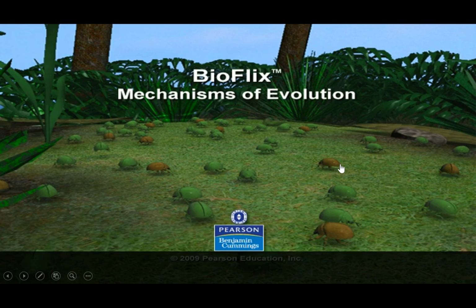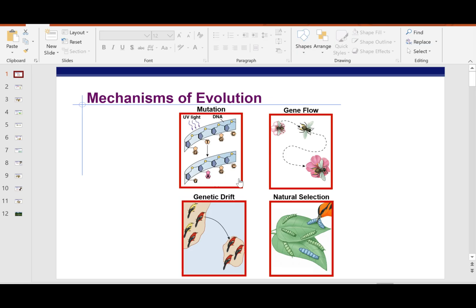All right, so with all of that, we're going to tie all of our beetle talk into these different mechanisms of evolution and look at how that would apply in multiple scenarios. So kick back, relax, and enjoy.